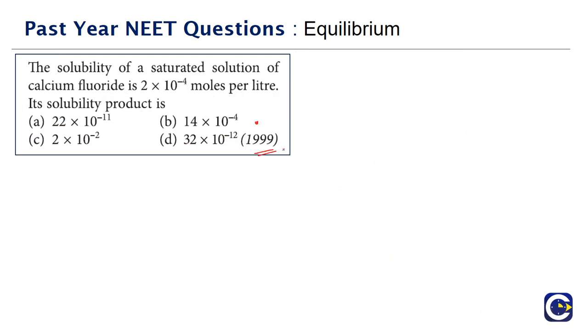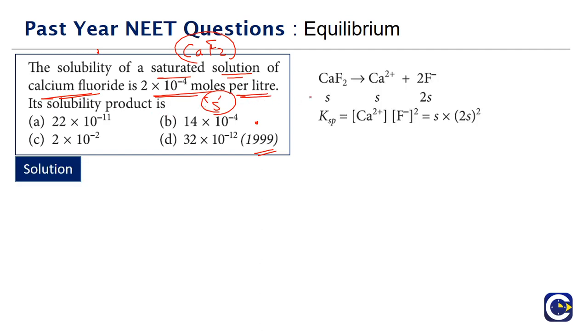This is another question that has come in the year 1999. This is a question based on the solubility product. The solubility of a saturated solution of calcium fluoride. Calcium fluoride is what? CaF2. Is 2 into 10 power minus 4 mole per liter. Means they are giving us what? Molar solubility? Yes. Its solubility product is. So we have seen quite a number of questions along similar model. So what we are supposed to do here, we will just write down the solubility equation. So CaF2 gives rise to what? Ca2 plus 2F minus. That is the solubility equation for calcium fluoride.